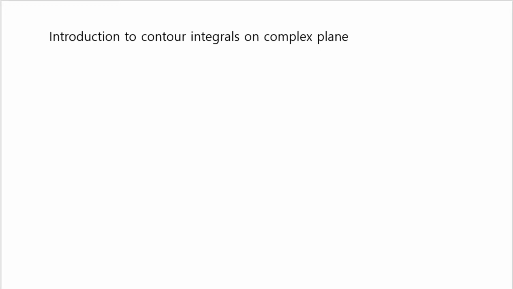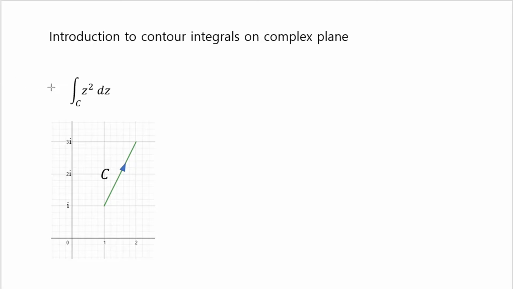This is a short introduction to contour integrals on the complex plane. Let's say you have z squared and you're trying to integrate this function over this path on the complex plane. As you can see, it's a path that connects from 1 plus i. It starts from 1 plus i and ends at 2 plus 3i.